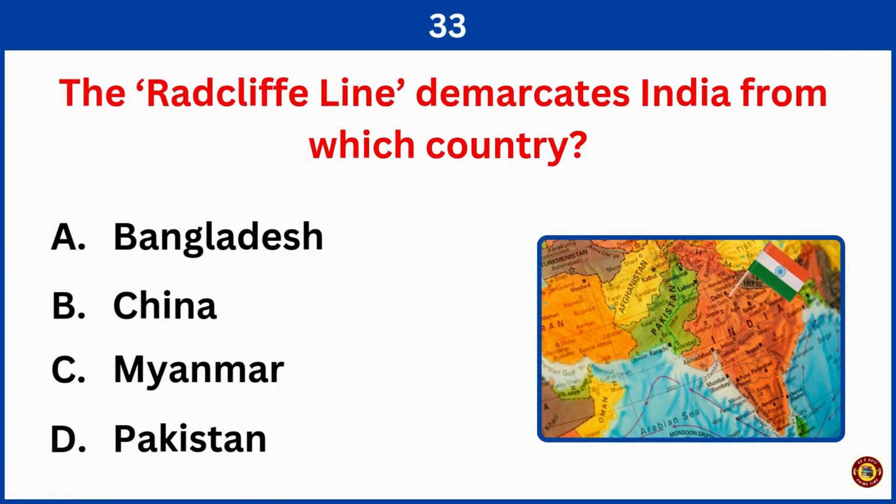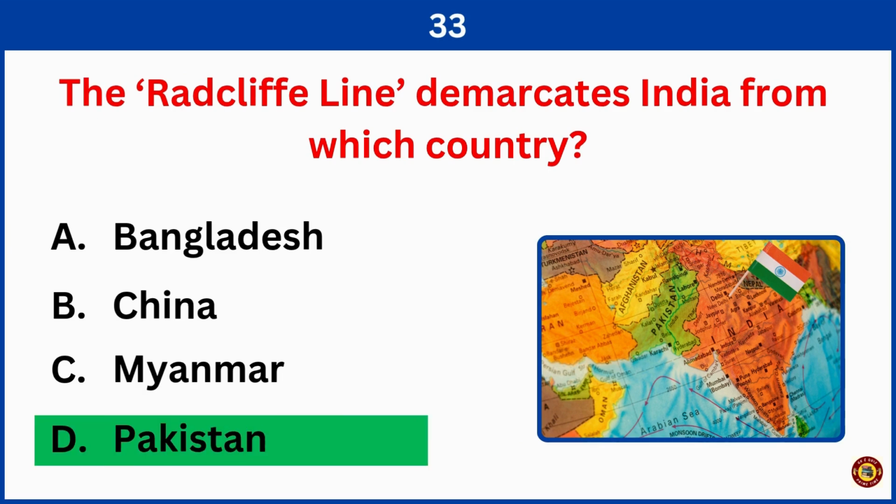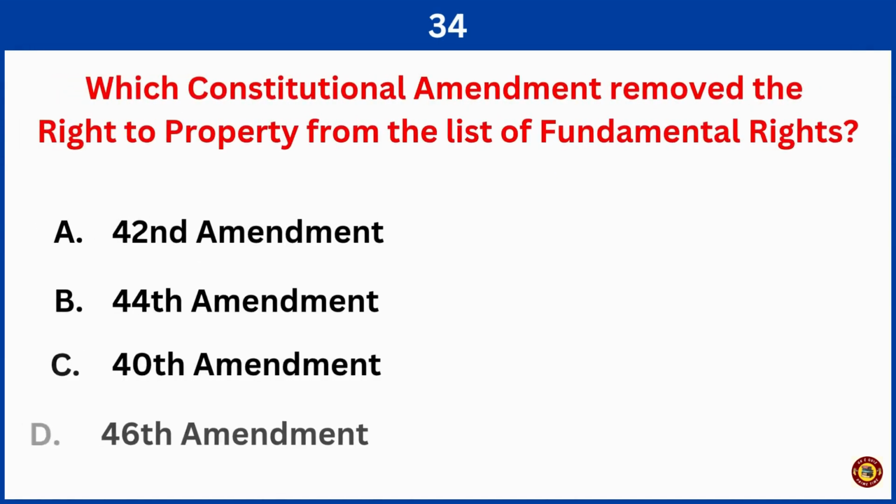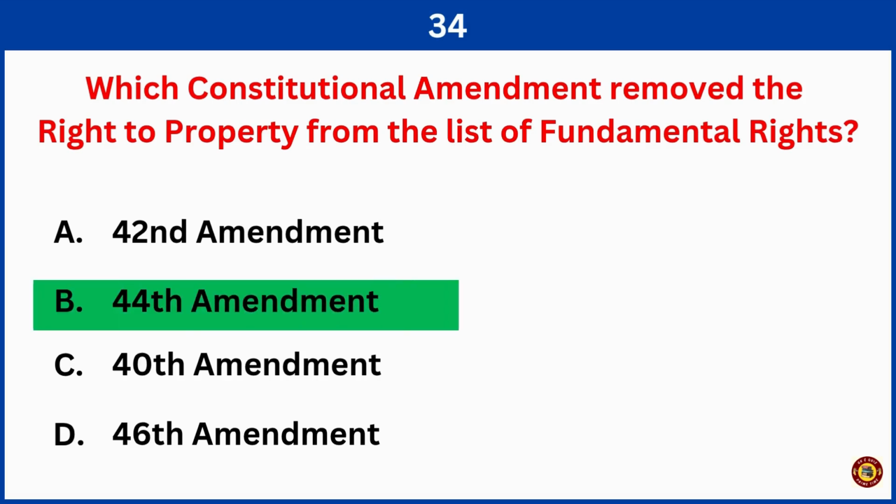The Radcliffe Line demarcates India from which country? Right answer is option D, Pakistan. Which constitutional amendment removed the right to property from the list of fundamental rights? Right answer is option B, 44th Amendment.